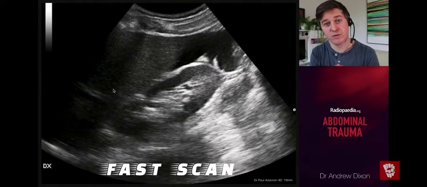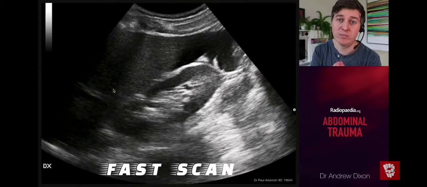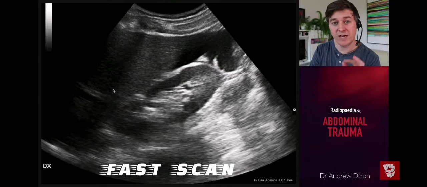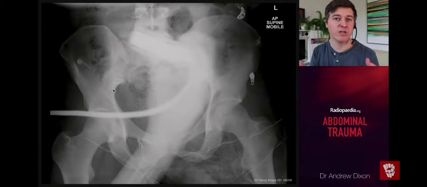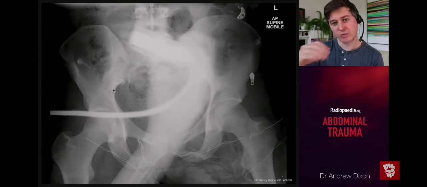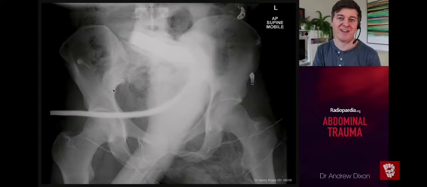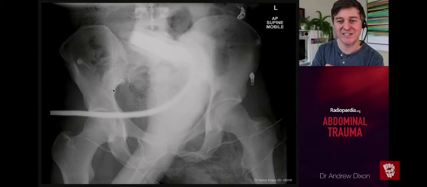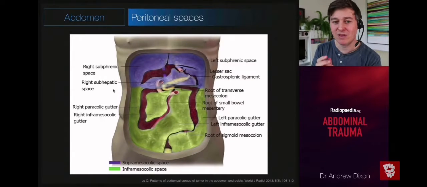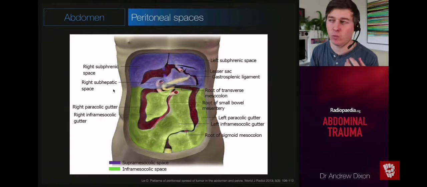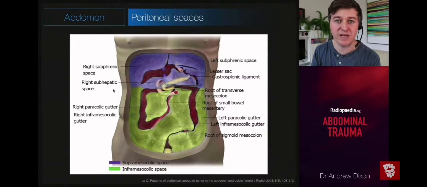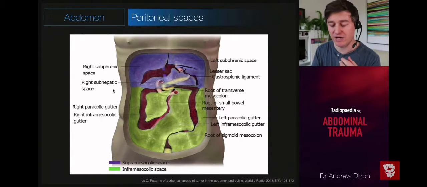Some of this will have relevance to the FAST scan that some of you may perform, although we're not going to focus on that. All I will say about the FAST scan is that if a patient is having a pelvic radiograph in the trauma bay, it's probably worthwhile just pulling your hand away and waiting for the radiograph before you put it back to complete your FAST scan. The peritoneal spaces in the abdomen are really useful in order to understand how to assess traumatic abdominal fluid and the implications of fluid in certain areas.